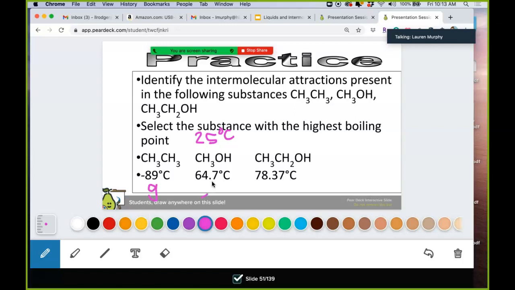Whereas methanol is a liquid, right? It doesn't boil until 64.7, which under room conditions, it would be a liquid then. And then ethanol doesn't boil till 78.37, so it's a liquid also under room conditions. But again, ethanol has a slightly higher boiling point because it's heavier and more polarizable.